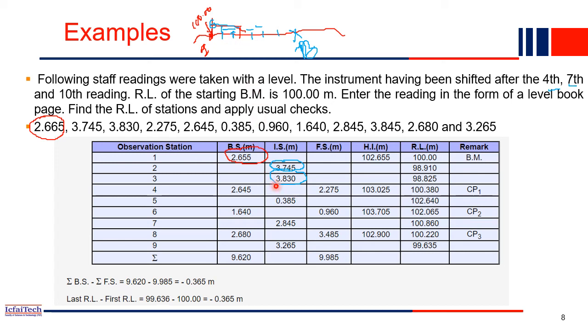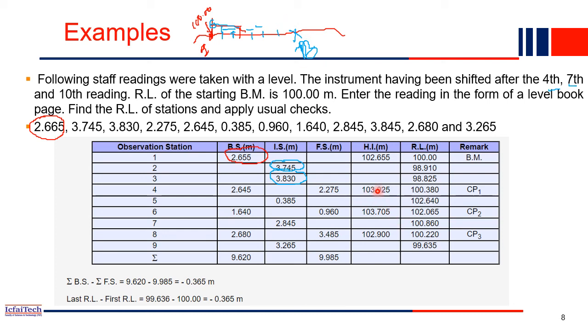Now similarly, the third observation station, you got this one. So from the height of instrument you subtract this value, and you get this RL value. So 102 minus this value, you get this one. So now the first step is over. Now again you shifted the instrument to some other location, is it not? So now the height of instrument also will be changing. So now what will be the new height of instrument?